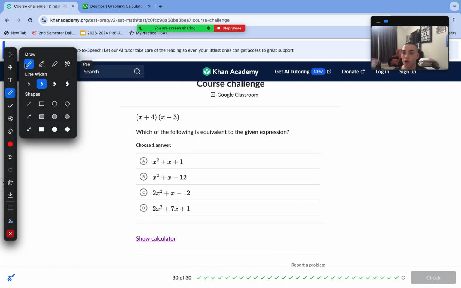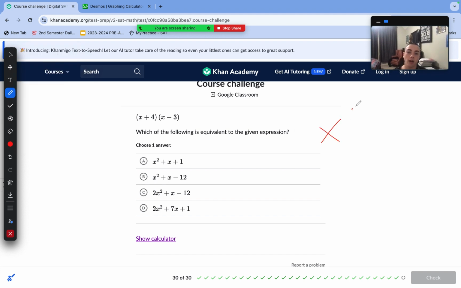All we have to do is FOIL this out. X times x is x squared. 4 times x is 4x. X times negative 3 is negative 3x. And 4 times negative 3 is negative 12. 4x minus 3x is x, so it's x squared plus x minus 12. Answer choice B is correct.